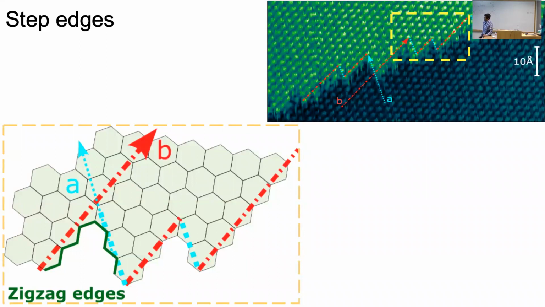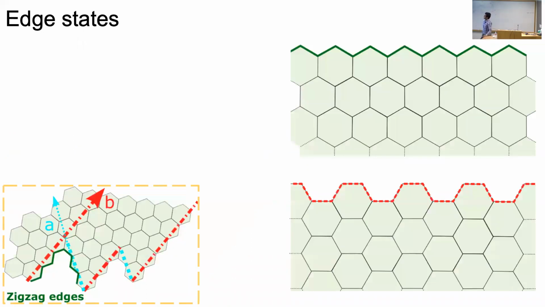And so that brings us to understanding what are the other kinds of edges that exist on a sheet of graphene. And there are two other kinds of edges that exist on a sheet of graphene. One is the zigzag edge, and its name is zigzag because of the shape zigzag. And the other edge is called the armchair edge because this is supposed to look like an armchair.